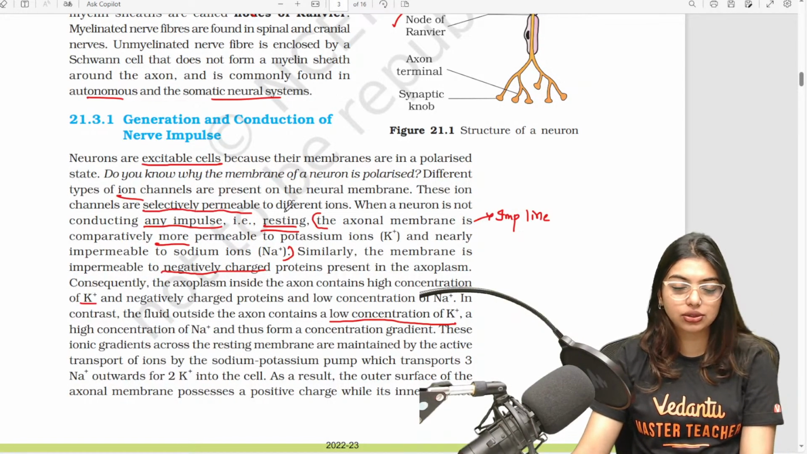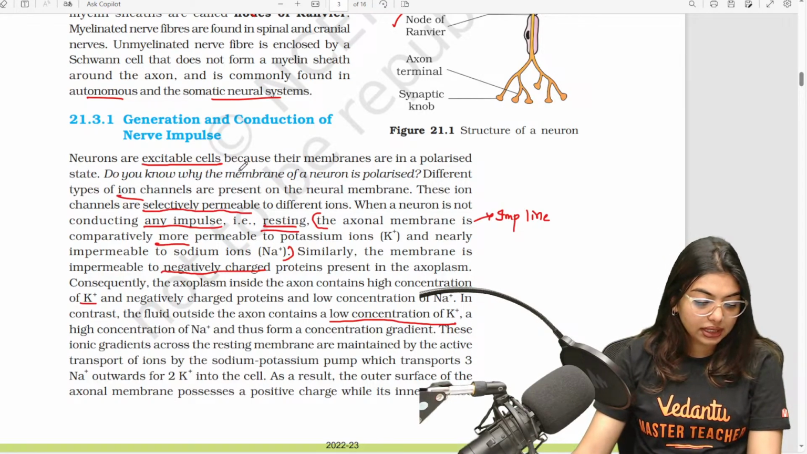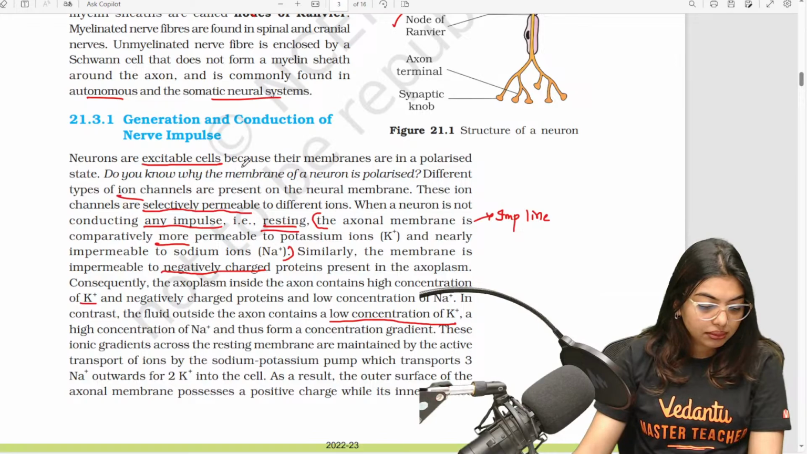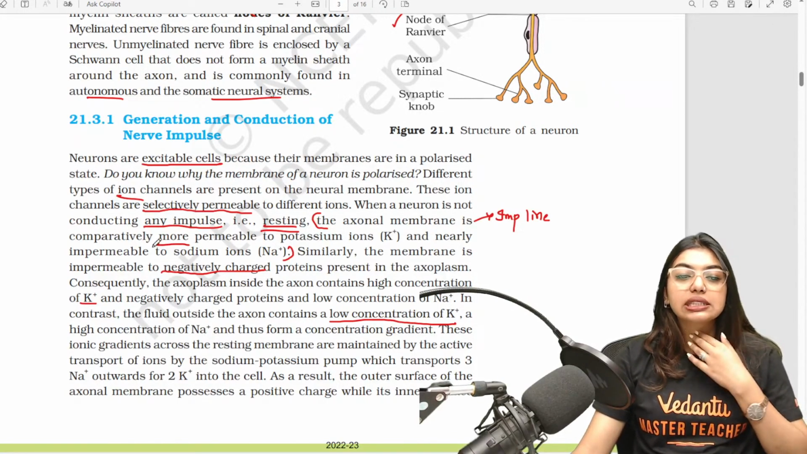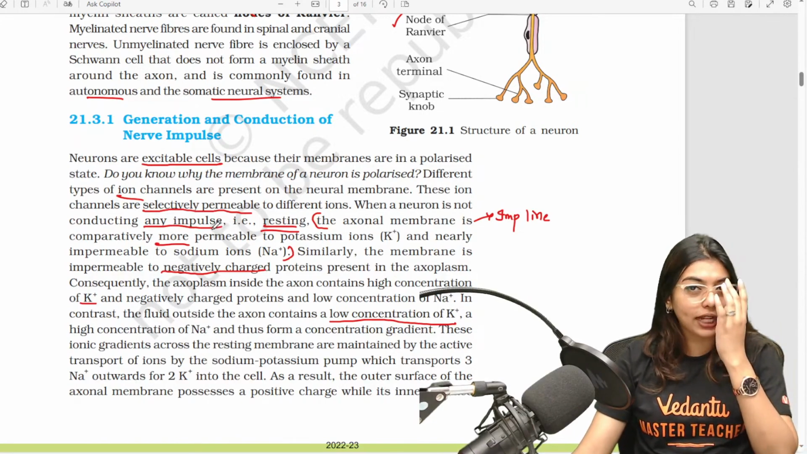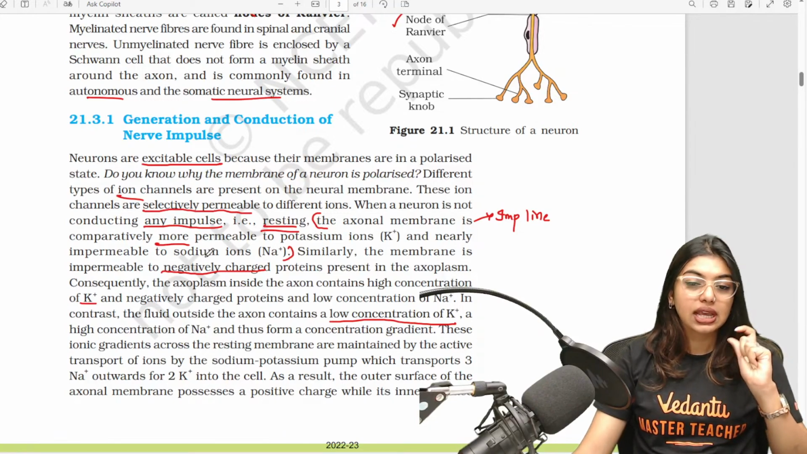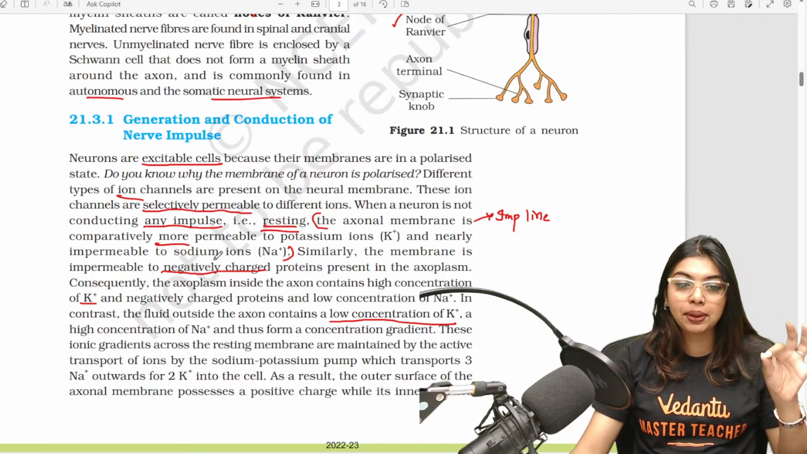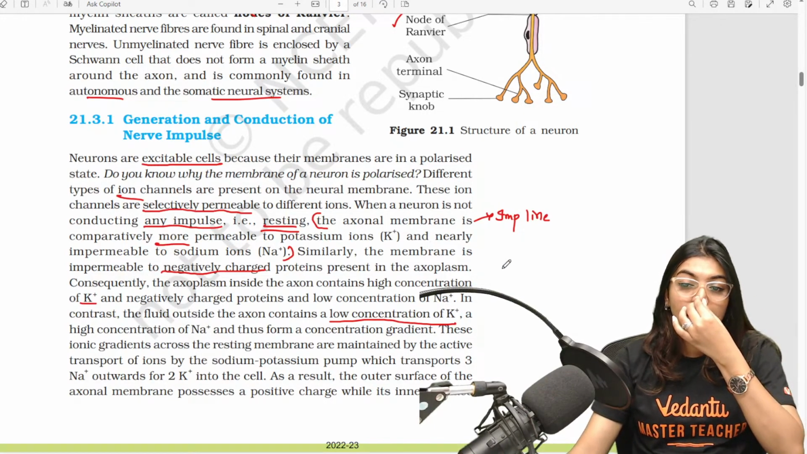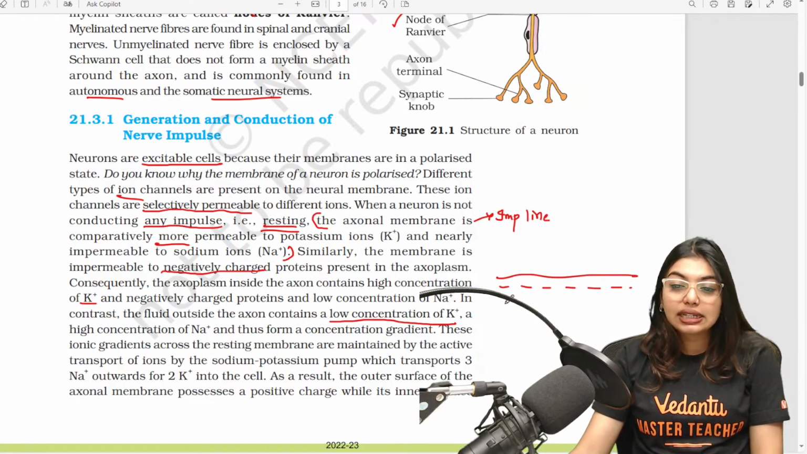So listen to this carefully. Do you know why the membranes? This axonal membrane is comparatively more permeable to potassium ions. This is clear, no? Now, nearly impermeable to sodium ions. Similarly, the membrane is impermeable to negatively charged protein. So inside the membrane, as I told you, the negative sign is there, no? That negative sign is because of the negatively charged proteins.